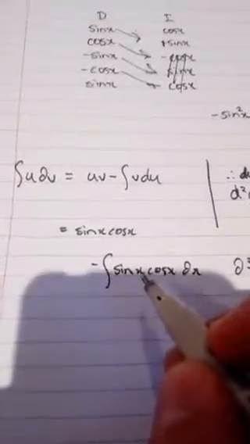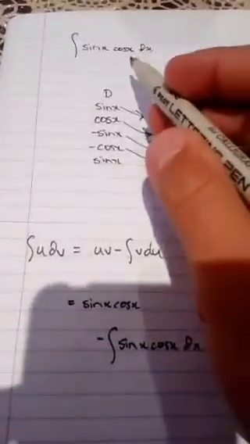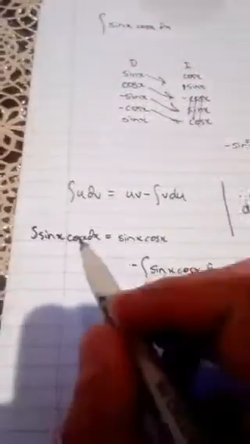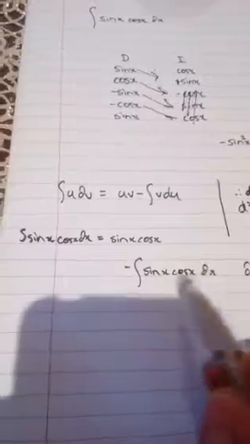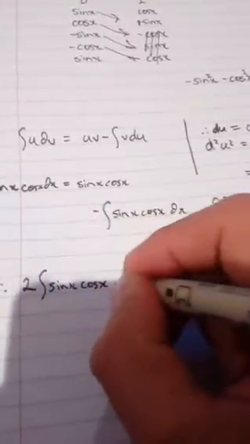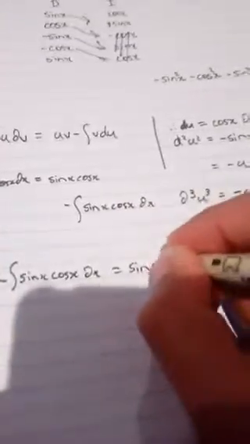Now this is the weird part, right? Have a look at this. The integral of sine x cos x is the same integral of sine x cos x. So that means that the integral of sine x cos x dx equals sine x cos x minus the same integral that we started with. So if we put this back on the other side, that means that 2 times the integral of sine x cos x dx equals sine x cos x.